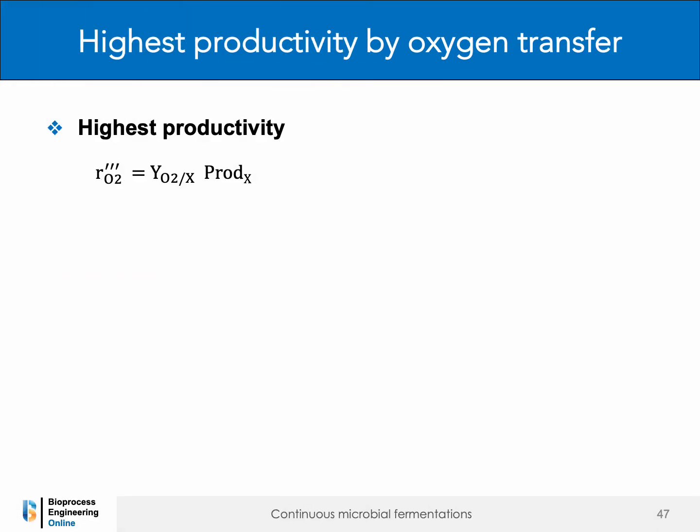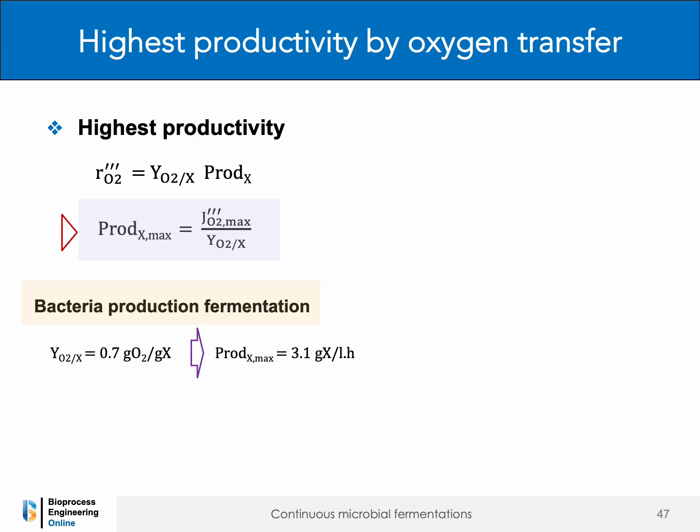The maximum oxygen transfer rate also sets the upper limit for the volumetric productivity attainable in continuous fermentation. Since at steady state the volumetric oxygen consumption rate, R_O2, is equal to Y_O2/X times the productivity Prod_X, the maximum attainable biomass productivity Prod_X max is given by Prod_X max equals J_O2 max divided by Y_O2/X. In the present bacteria fermentation example, assuming a value Y_O2/X of 0.7 gram oxygen per gram biomass, Prod_X max is estimated to be approximately 3.1 grams biomass per liter hour.